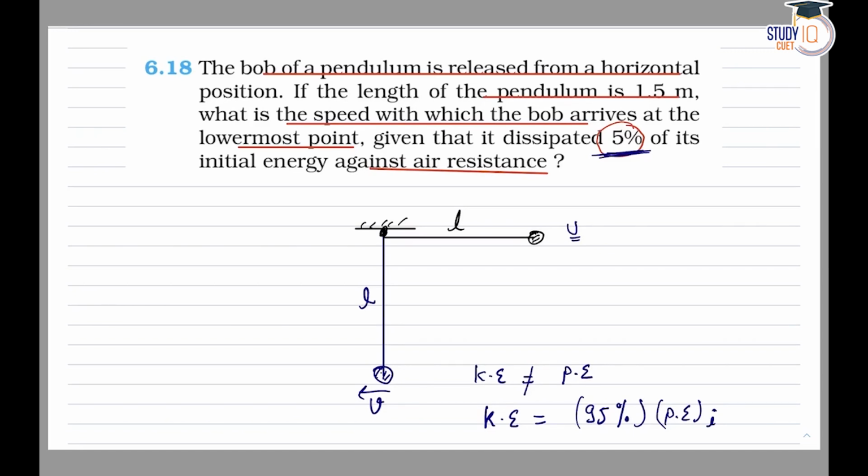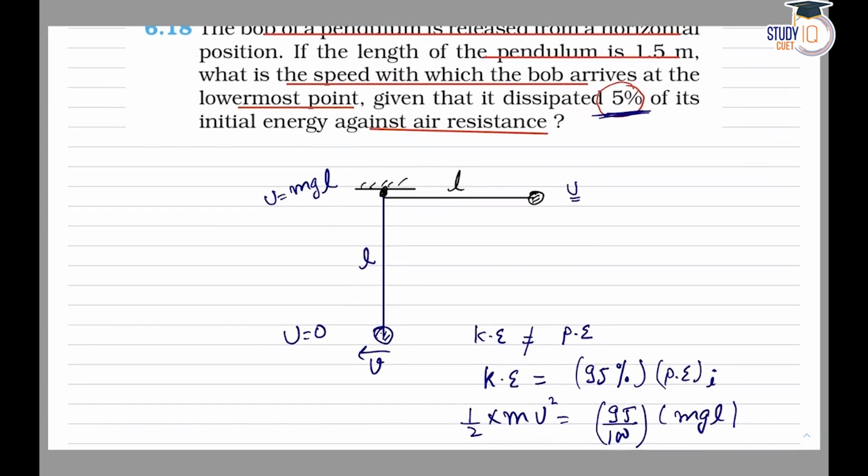If we take this as a reference, let's say potential energy at this point is equal to 0, then potential energy at the initial point comes out to be mg into L. So initial potential energy is equal to mgL. The final kinetic energy can be written as half m v square, which equals 95 by 100 into the initial potential energy, which is mg into L. So the value of m gets canceled out. The value of L is given, which is equal to 1.5 meter.